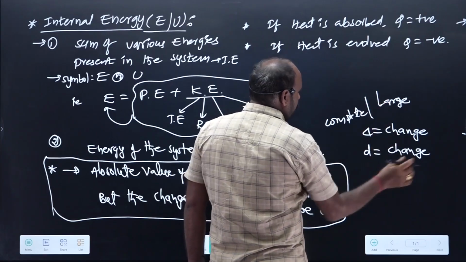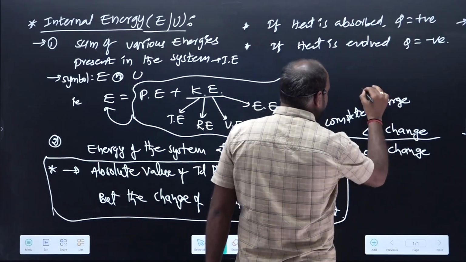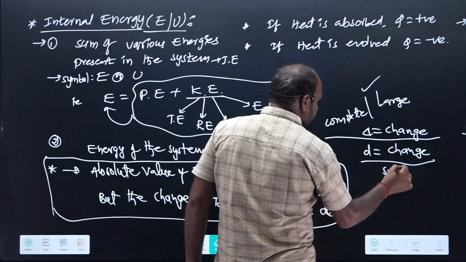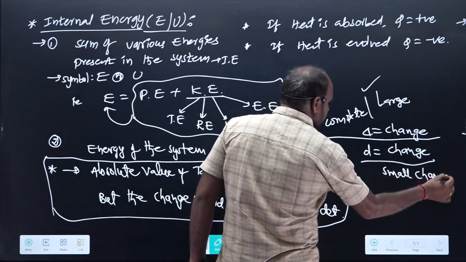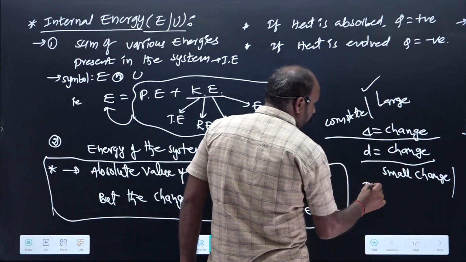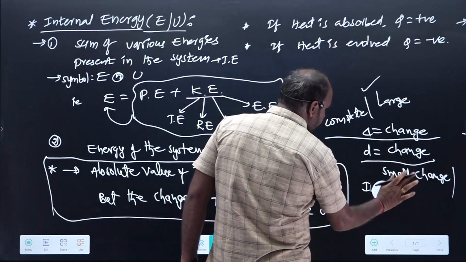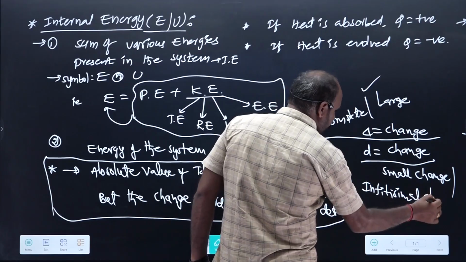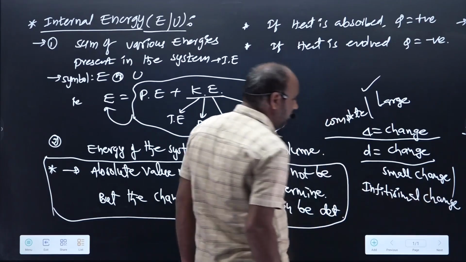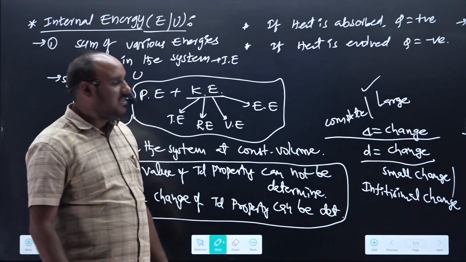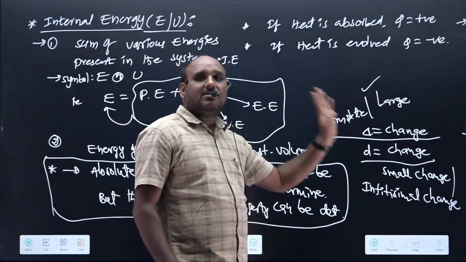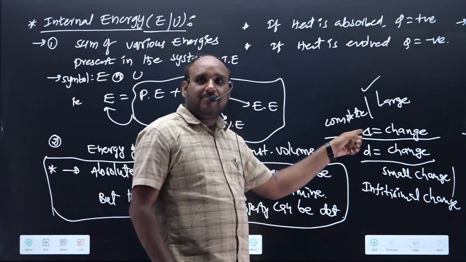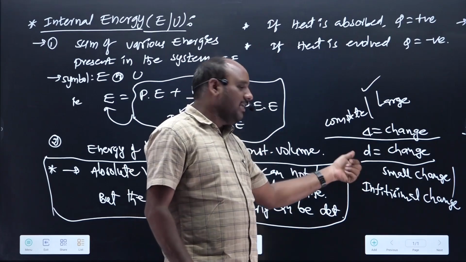So delta can be utilized for a large change or complete change. D will be utilized for a small change, which we may call an infinitesimal change. For a small or infinitesimal change, we have to use the D terminology. Delta means complete change or large change. When a huge change is there, we have to utilize delta. When a small change is there, we have to utilize D only.